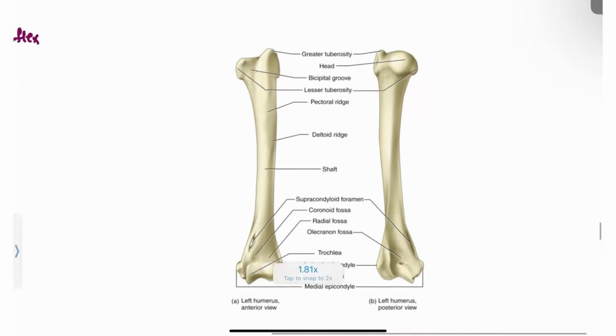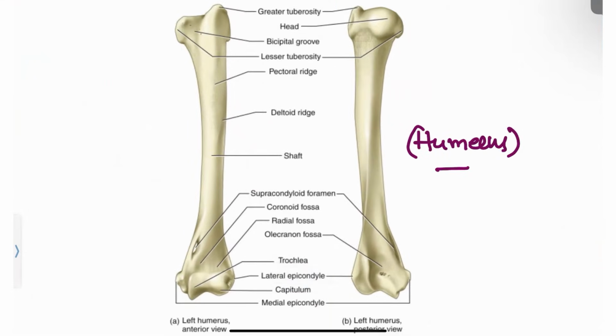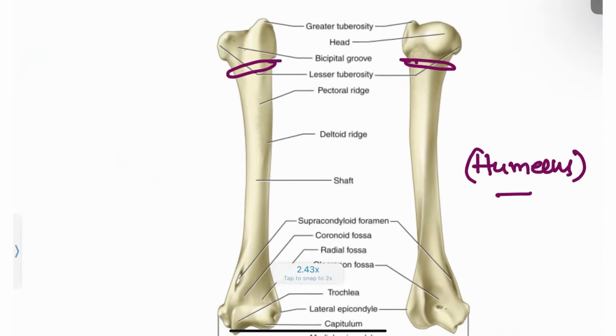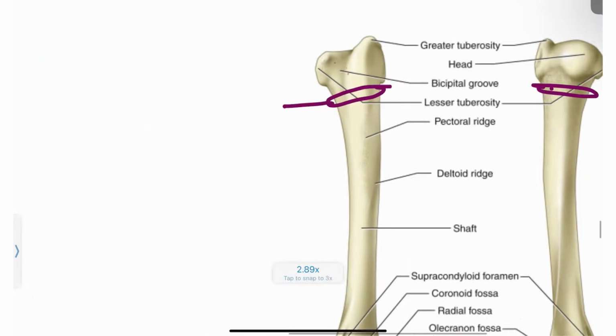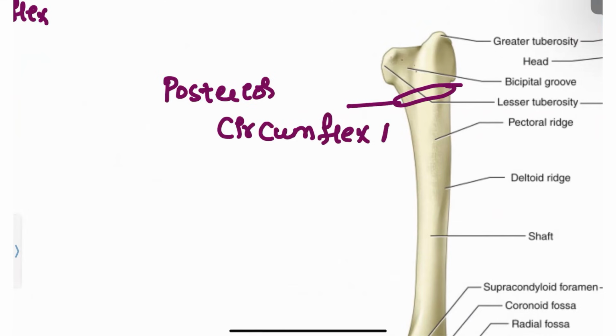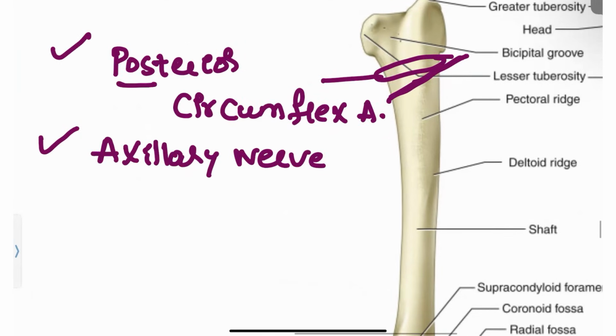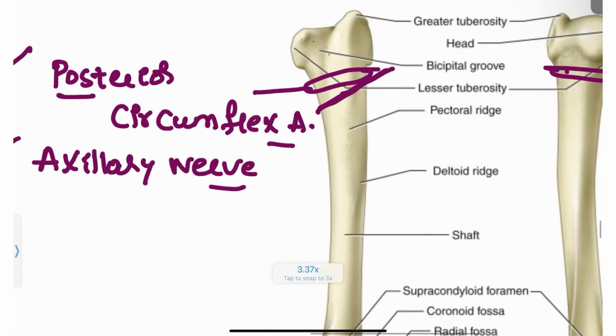Next, here is another picture. Here you can see this is the humerus, right? In this humerus bone, this is known as the surgical neck. If there is a surgical neck fracture, what structures are present here? Especially the posterior circumflex artery is present here, along with the axillary nerve. So if there is a fracture or any surgical problem, it will cause posterior circumflex artery damage and also axillary nerve damage. So this will cause the condition axillary nerve palsy.